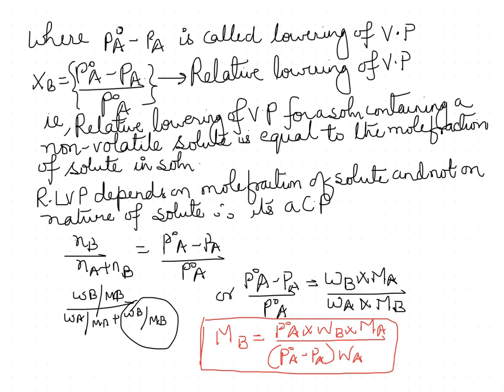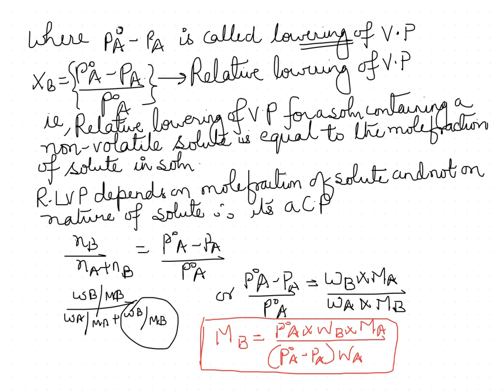Okay, now P0A is the vapor pressure of water minus Pa is the vapor pressure of the glucose solution. So P0A minus Pa is called the lowering of vapor pressure, and this is always less, because the vapor pressure of a solution is less than the vapor pressure of the pure solvent that we have studied. Okay, so now XB is equal to P0A minus PA divided by P0A.